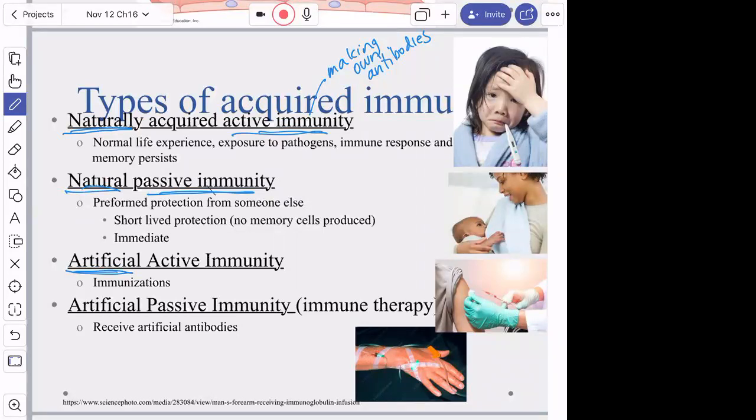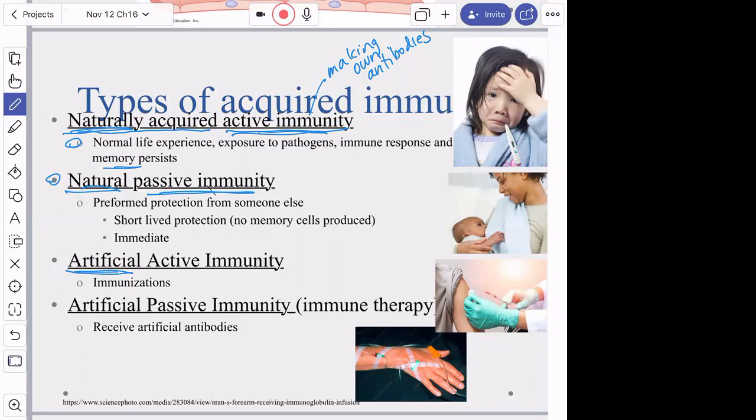Look at some examples there. If a patient has naturally acquired active immunity, that means they got that infection, their body fought it off, and now they have memory cells and they won't get it again. Just because you have an infection doesn't mean you'll never get it again. It depends on the pathogen, but with things like chickenpox, for example, usually you get it once, you produce good memory cells, and you're not likely to ever get chickenpox again. So normal life experience: you're exposed to the pathogen, you have good memory produced from that, and you don't get it again.